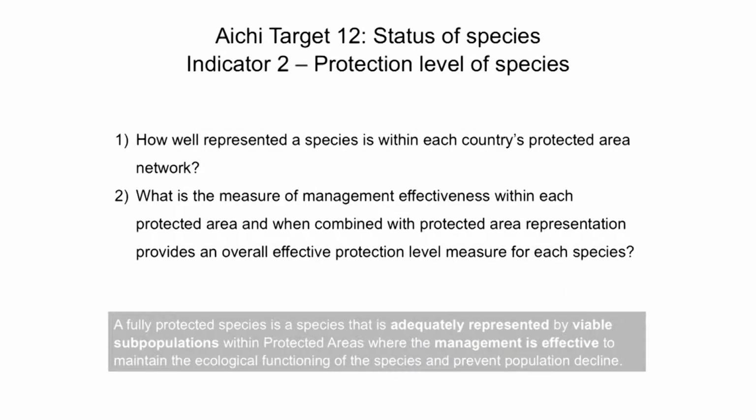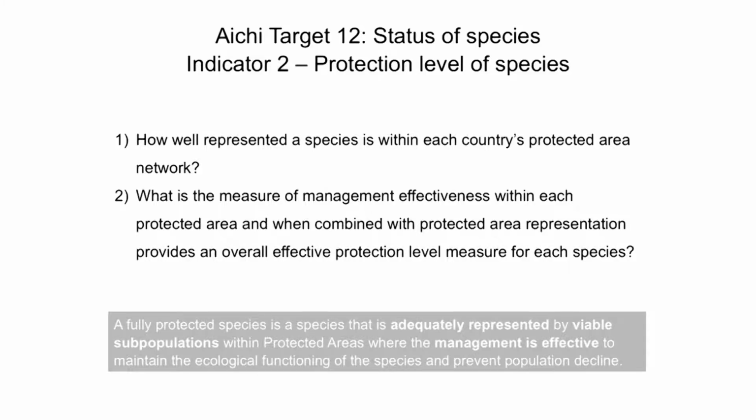So looking at indicator 2 for the Aichi target on status of species, it's around the protection level. So we now know what species we have and what threatens them, but how well are we protecting them? And for this, we have 2 components. The first being how well represented are our species in our protected areas. And then the second is, importantly, what is the measure of management effectiveness within each of the protected areas when combined with protected area expansion priorities.